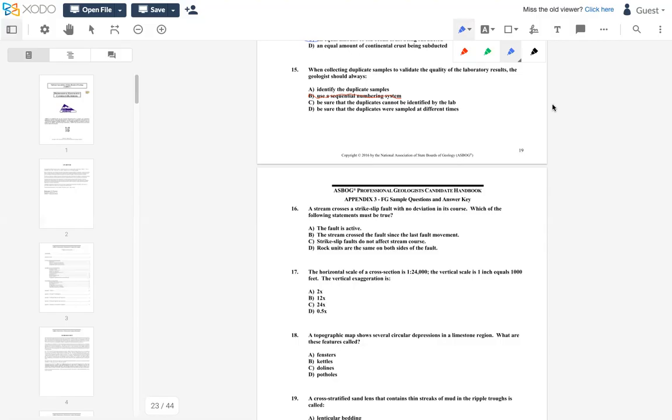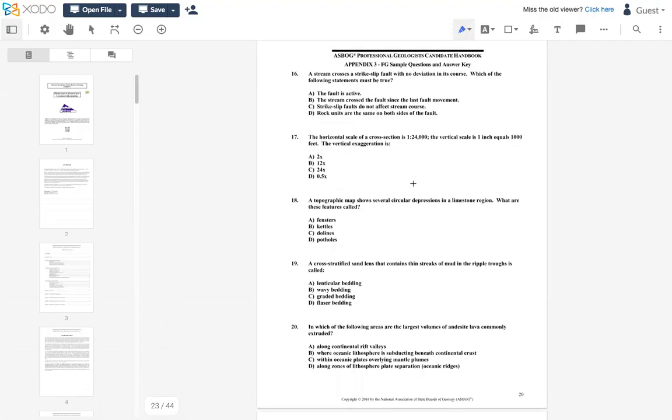So taking that into consideration, it's not important that they're duplicated or that they're sampled at different times. They're going to be the same either way. So we can go ahead and mark that off. So if they can't be identified by the lab, I'm assuming that's referring to a label that will allow us to independently verify the consistency of our results. So C.